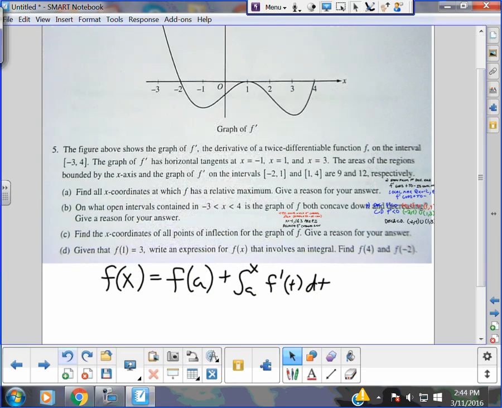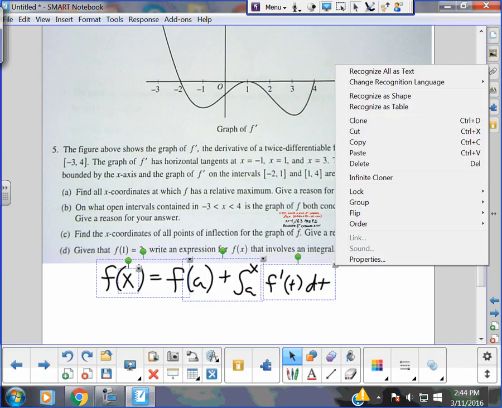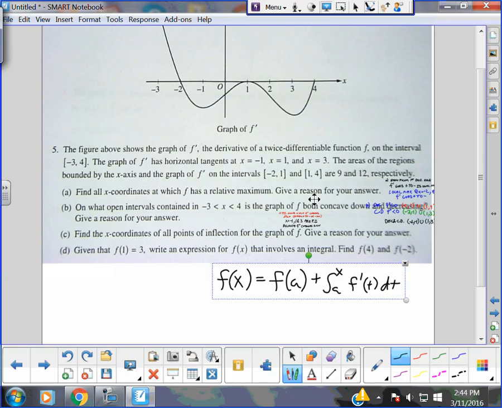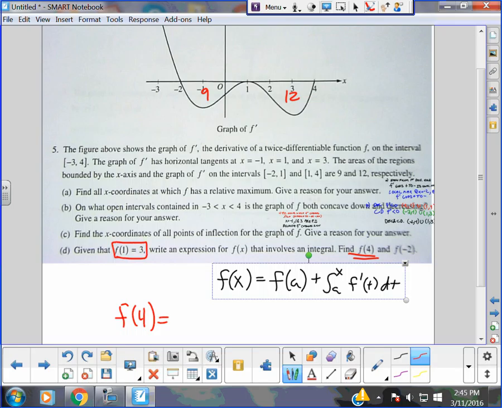We know that the integral is the area under the curve. I erased it, but at the very beginning they gave us that this area was 9 and this area was 12 between the curve and the x-axis. So if I want to find an expression for f of 4, I'm going to write f of 4 is what I want to find. The only initial condition I know right now is f of 1, so I'm going to start there.